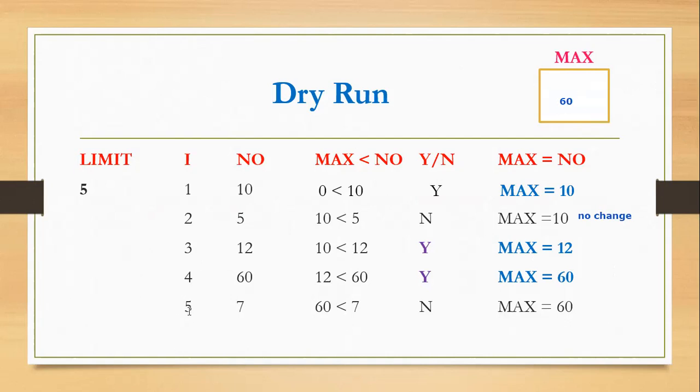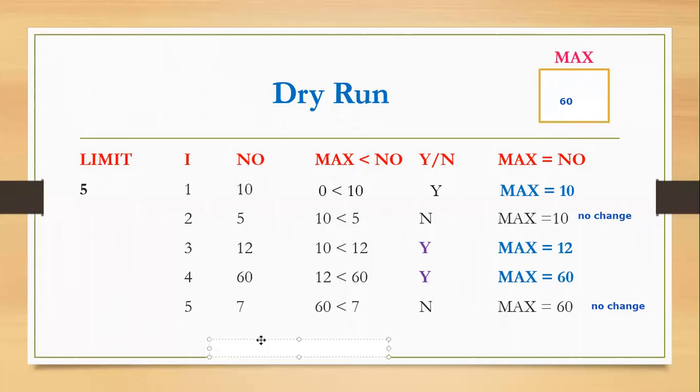Now value of I is 5 and suppose the user has entered the value as 7. So what will happen here? 60 is less than 7? No. So if no, then there is no change in the value. So there will be no change, right? So max value will remain this only. So after this the loop will stop.